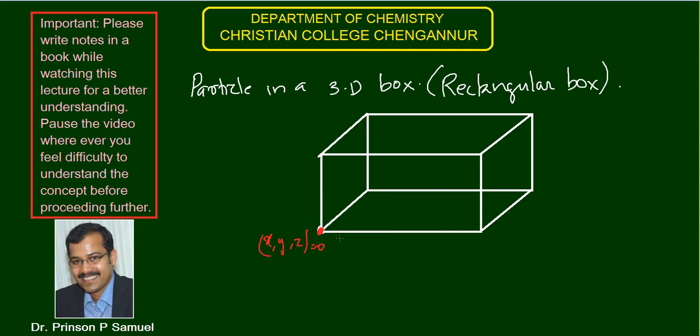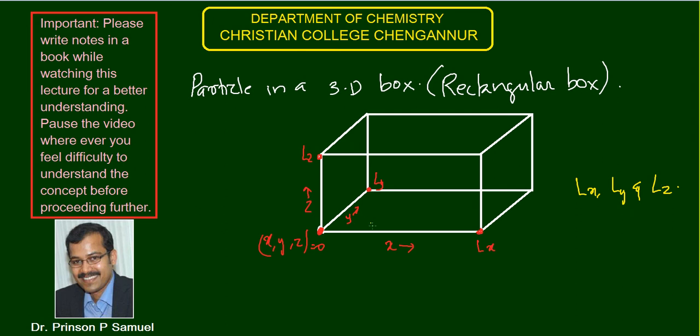And when we are moving in this direction, that is the x direction, if we are moving from 0, we can reach up to lx. So this is the maximum length in the x direction. And if you are moving along the y direction, we can reach ly, that is the maximum distance in the y direction. And if you are moving in the z direction, we can reach up to lz. So this rectangular box is a box having the dimensions lx, ly, and lz.